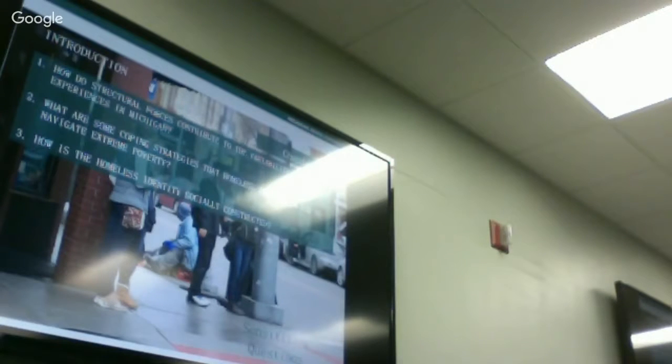So I start with these 3. How do the structural forces contribute to the variability of homeless experiences? Because homeless experiences did vary quite a bit in my study. What are the coping strategies? Which also relates to question 1, structures that influence the variability in coping strategies. And number 3, how is the homeless identity socially constructed?